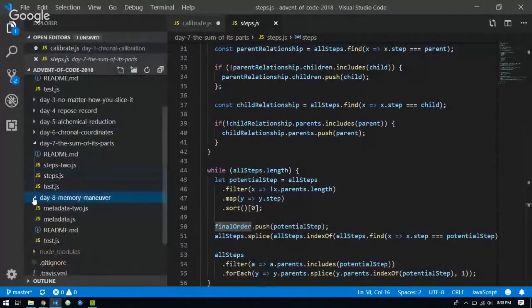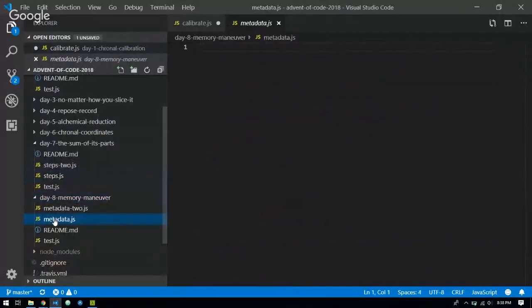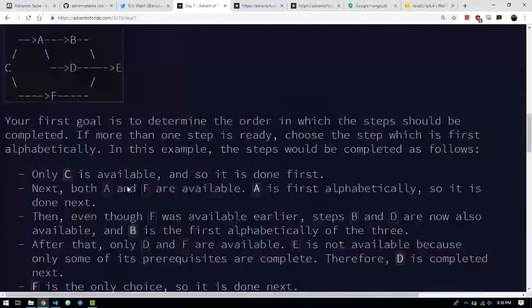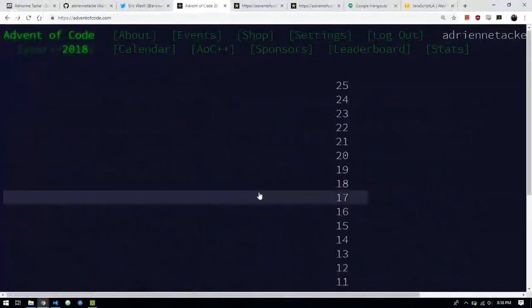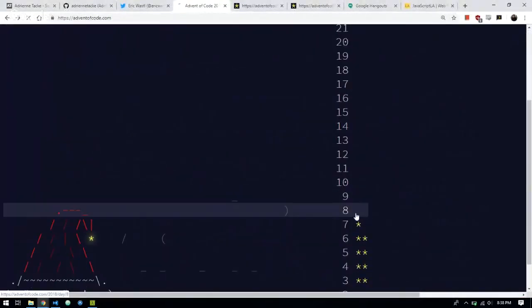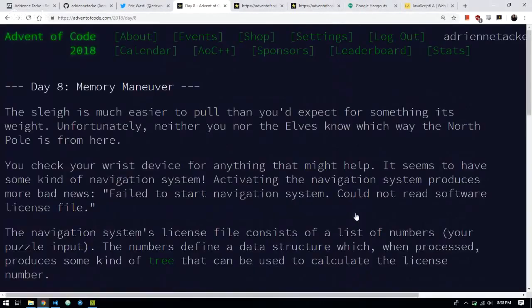Memory maneuver. Did I start? Nope, didn't even start. Let's see what day 8 was. Did they get increasingly harder?